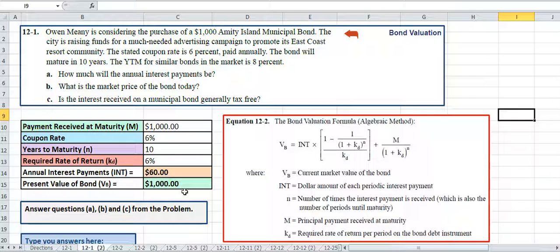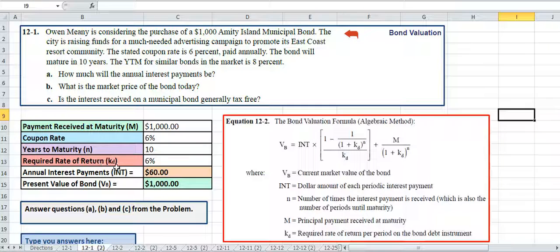Owen would buy the bond for $1,000. He would earn 6% a year for 10 years, and then after the 10-year time period was up, he would get his original investment back. So over 10 years time, he would earn 6% over and above what he paid.